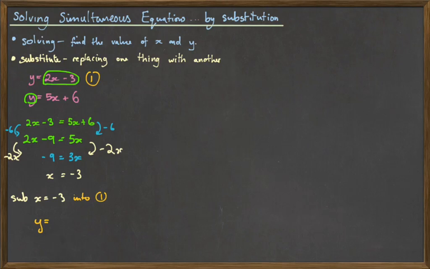Okay, so equation 1 was y is 2x minus 3. So this is 2 times minus 3 minus 3. 2 times minus 3 is minus 6. Minus 3 is minus 9. So y is minus 9. You could check this if you weren't sure, or you're in an exam situation, want to make sure you've got it right.